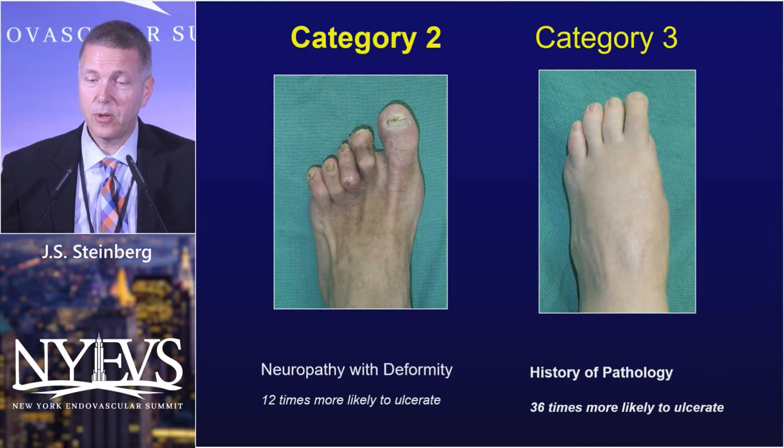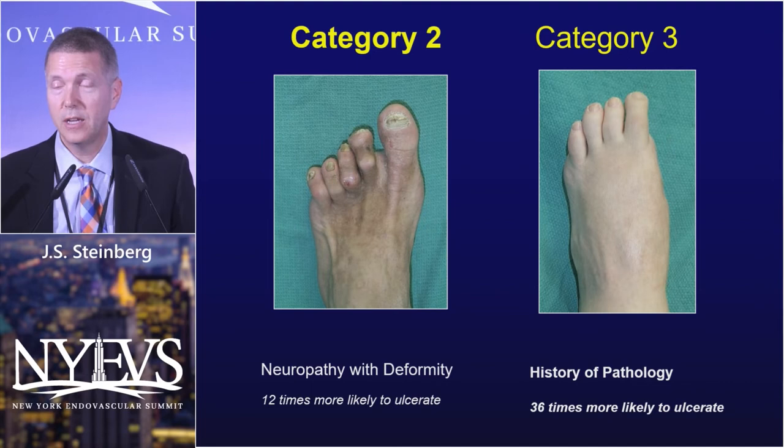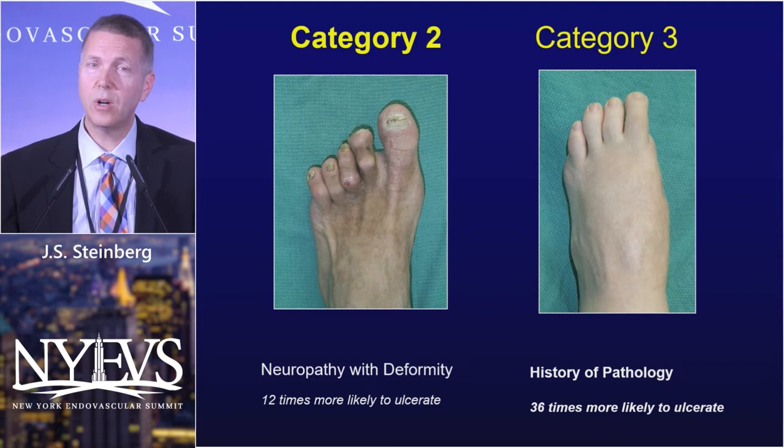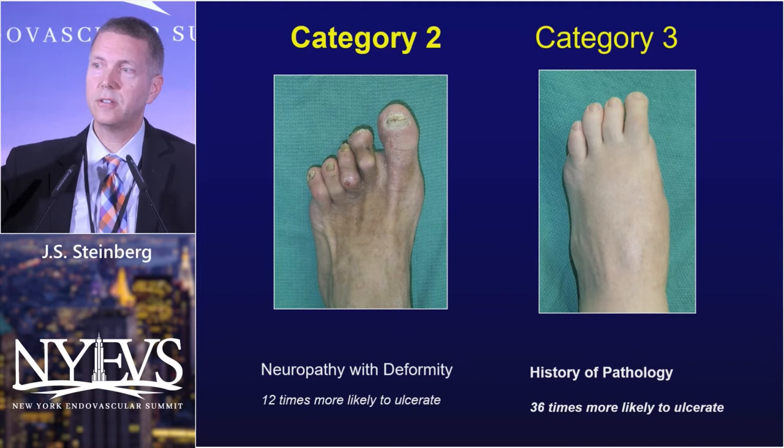So category two in the UT system would be patients that have neuropathy or sensory loss, and now they have deformity. So combine that with any of these biomechanical diagnoses that you could find on pretty much any of our feet, and you have category two, neuropathy with deformity. Those patients are 12 times more likely to ulcerate than they would be if they're in category zero. So just setting the stage here as this causation pathway starts to get worse and worse, UT category two.